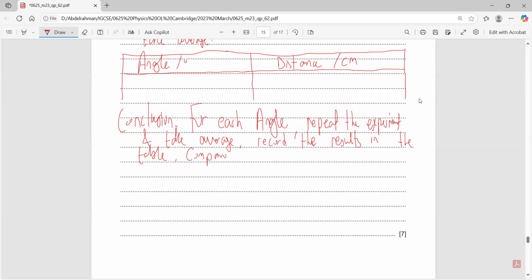How can I compare? Compare the results by plotting a graph of the angle versus the range or the distance traveled. So instead of writing down the distance in the table, you can write down the range. It's the same thing, the range or the distance traveled.